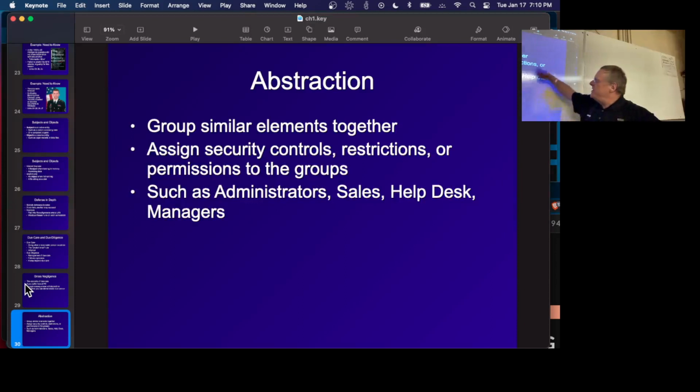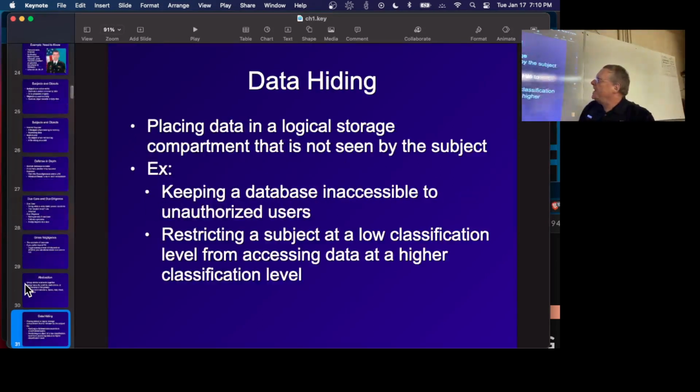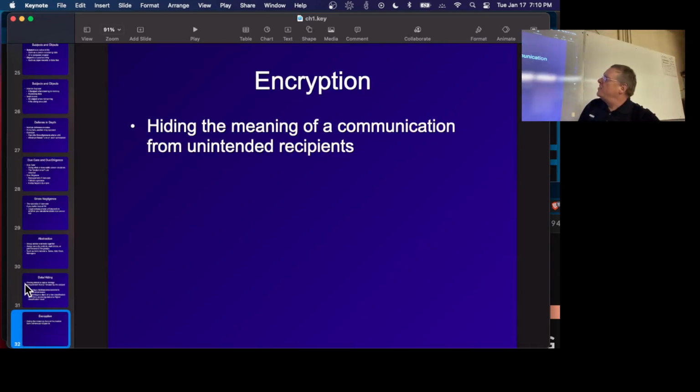Anyway, so abstraction is another concept where you group objects together. Instead of assigning permissions to individuals, you sort them into groups, like managers, help desk, sales, and then you assign permissions to the whole groups. This is a way to organize things. Data hiding will put data in a logical storage compartment that's not seen. It's the same thing as grouping things, grouping objects, not subjects, together. Right, and then encryption is scrambling data so that nobody can read it except authorized people who have the key or are allowed to get in there.